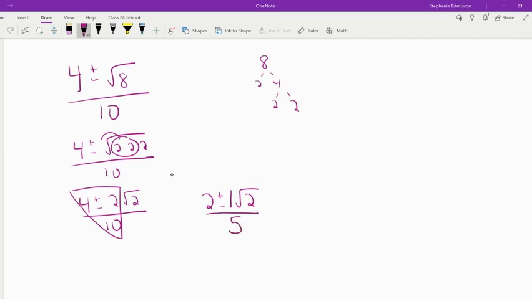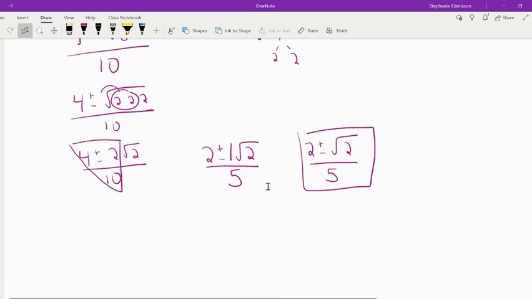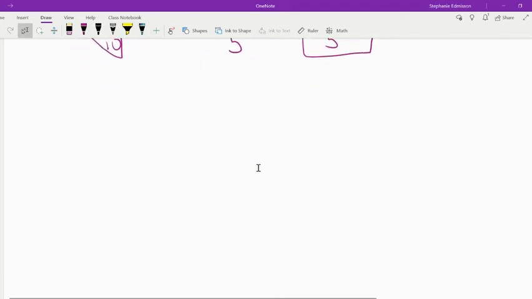While you could leave this like that, it's not really the best way to write it, and some teachers might mark off for this. Whenever you have a 1, remember, we can make that 1 invisible. So we would write it 2 plus or minus root 2, knowing there's an invisible 1 there, over 5. And that is the answer. Okay, one final example with how to simplify fractions with roots.